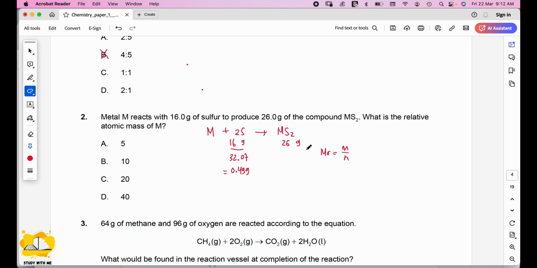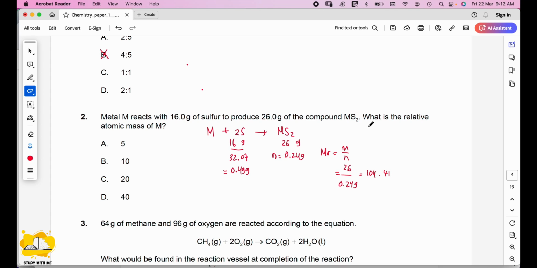To find the mole of MS2, it should be half of this because the coefficient of MS2 is 1. So the mole of MS2 will be 0.249. You get it by dividing 0.499 by 2. Then you can just plug in the numbers: mass is 26 and the mole is 0.249, so you will get the molar mass of MS2 as 104.41.